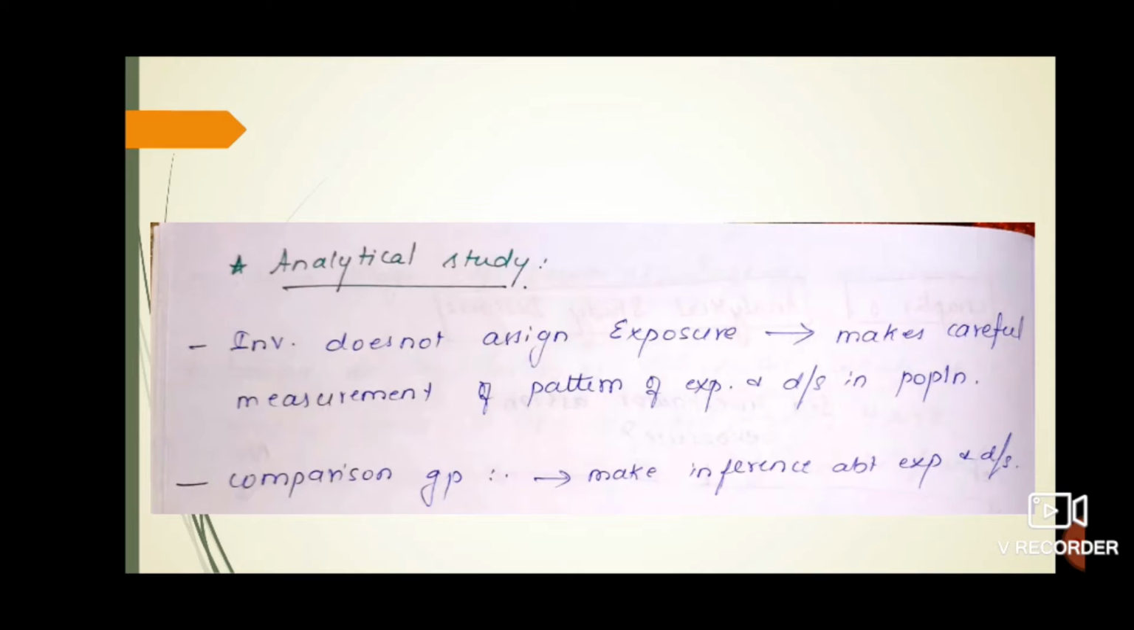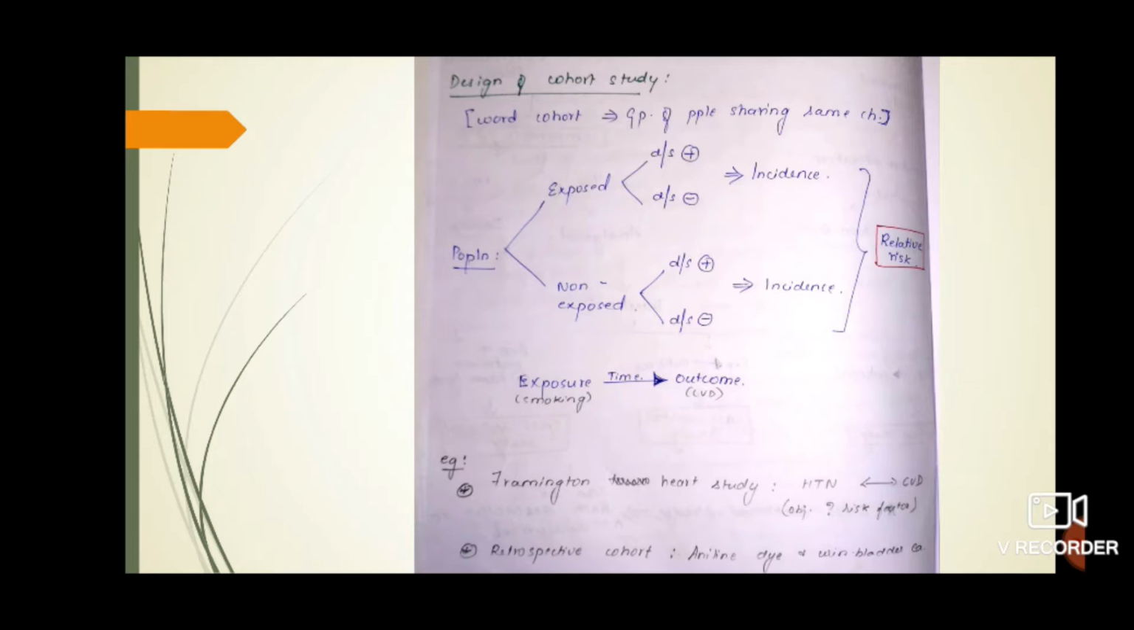In an analytical study, if the investigator does not assign any exposure, as we saw in this flow chart, at that time we have to make a careful measurement of the patterns of exposure and disease in the population, and the comparison group which is allotted will help make an inference about both the exposure and the disease. First, we'll see about the cohort study.